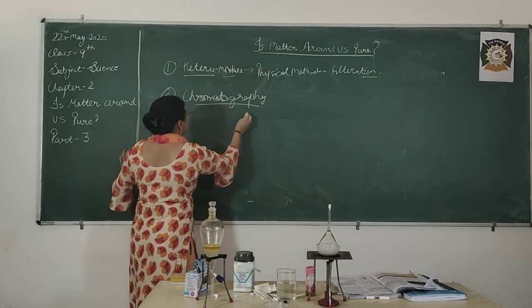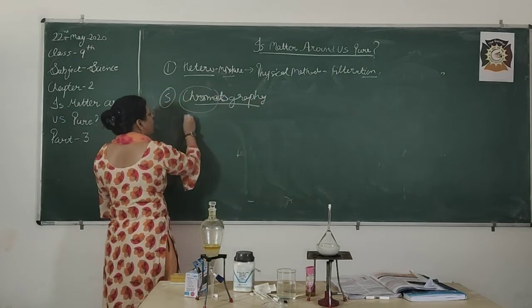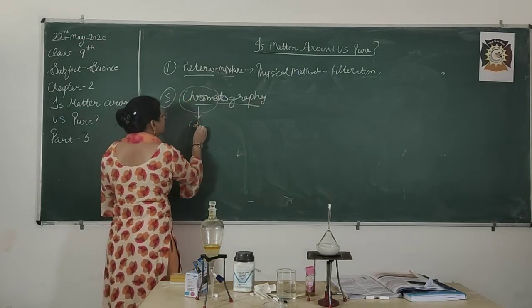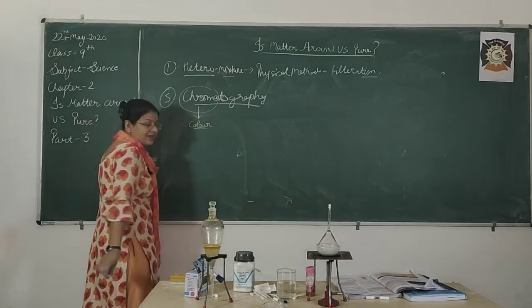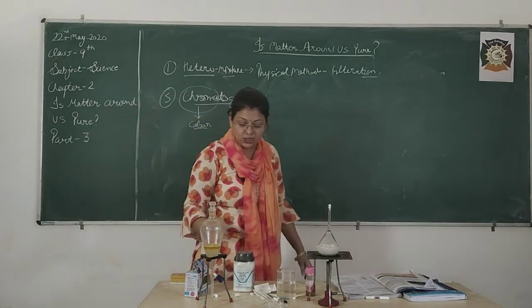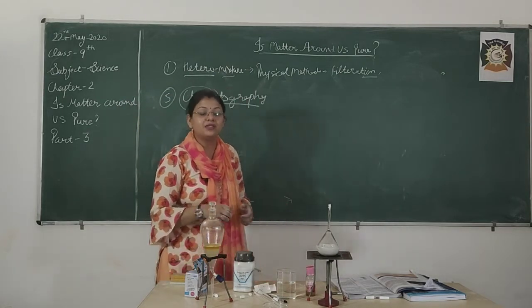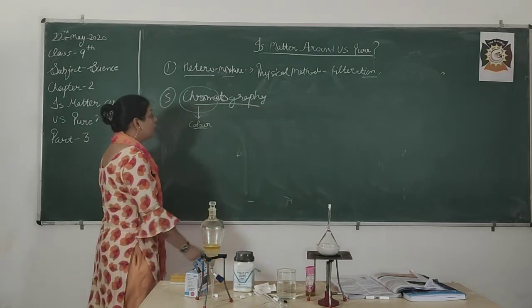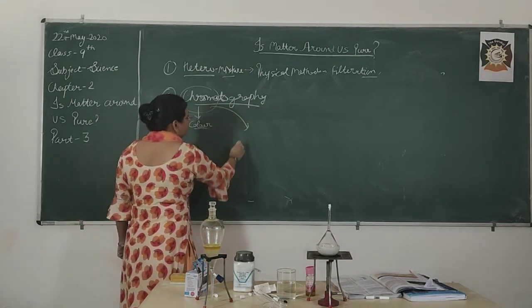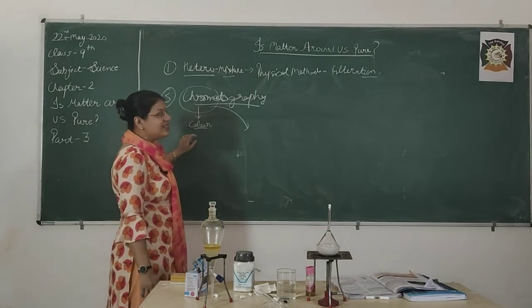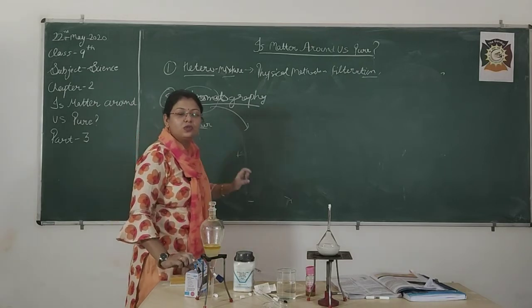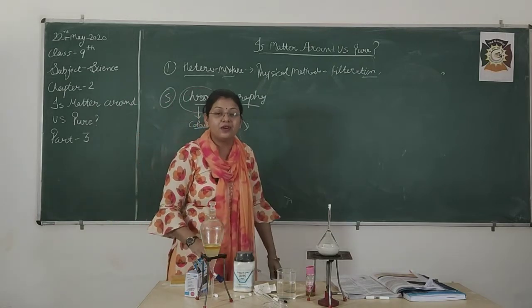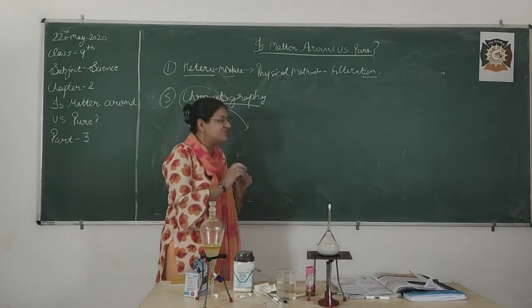So as the name suggests, chroma means color. That means this technique is firstly used to separate what, beta? To separate the colored components. In the technique of chromatography, the condition is that we are going to use a mixture of colors.